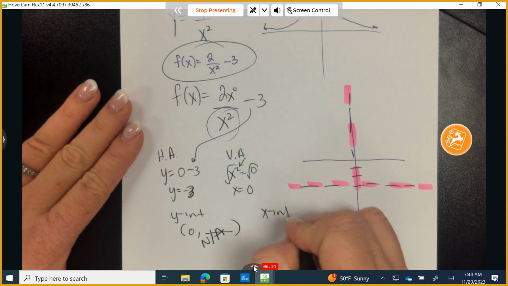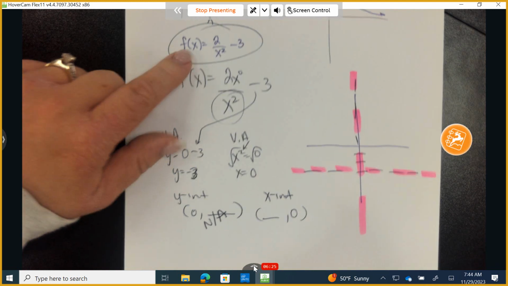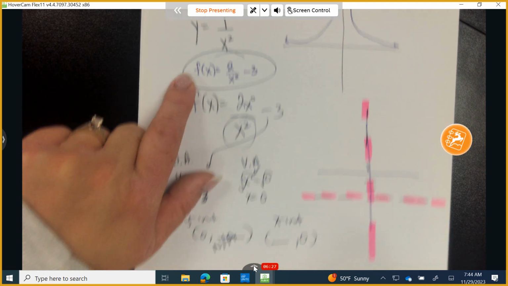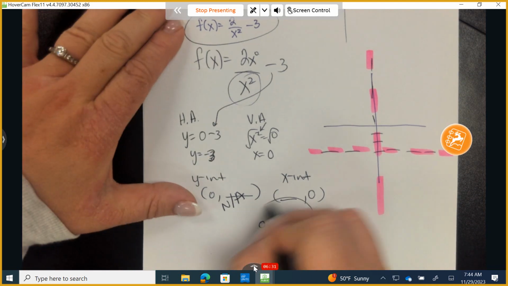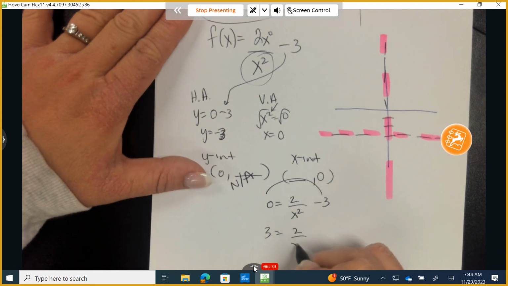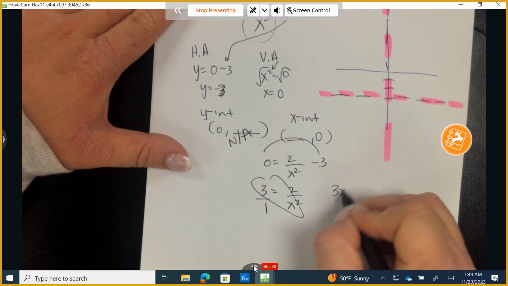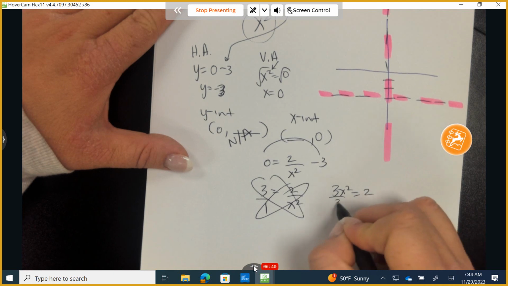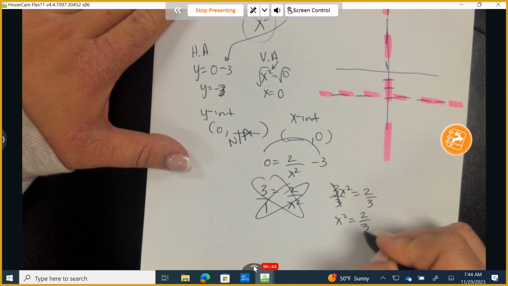Let's try the x-intercept. So for x-intercepts, I'm just going to do the opposite. 0 goes in for y. So I come up to this original function, and I put 0 in for y over 2 over x squared minus 3. I'm going to add 3 to the other side. And this is what I have. I'm going to choose to cross multiply here. I have 3x squared equals 2. Divided by 3 divided by 3, I have x squared equals 2/3.